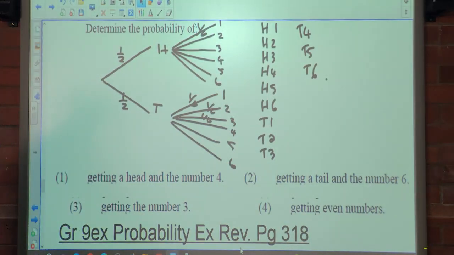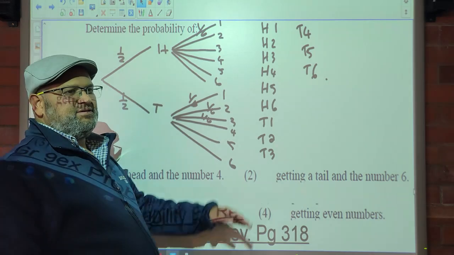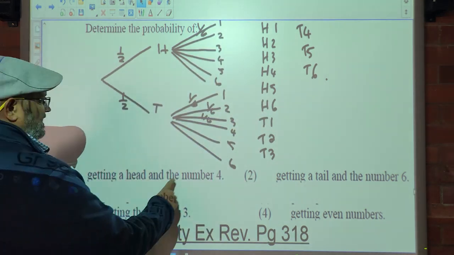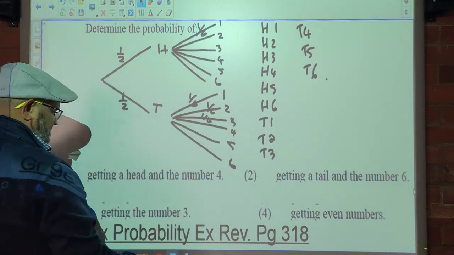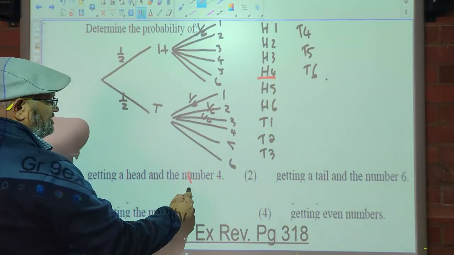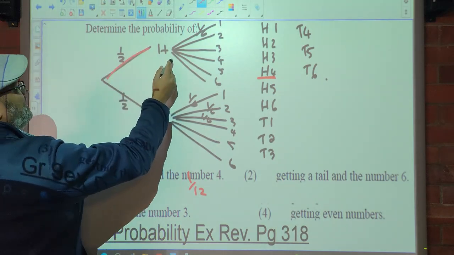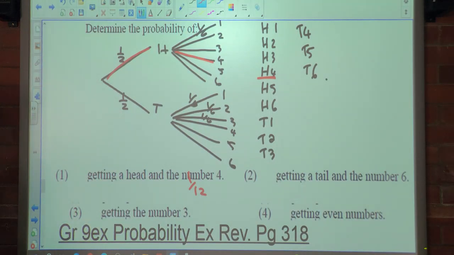Now the question says determine the probability of getting a head and then a number 4. So how many outcomes are here? There are 12 outcomes, and as you know, they are evenly weighted. So what's the probability of getting a head and then a number 4? It's only 1 out of 12. Or you could have said 1 out of 2 times 1 out of 6, which would also give you 1 out of 12. You guys understand?